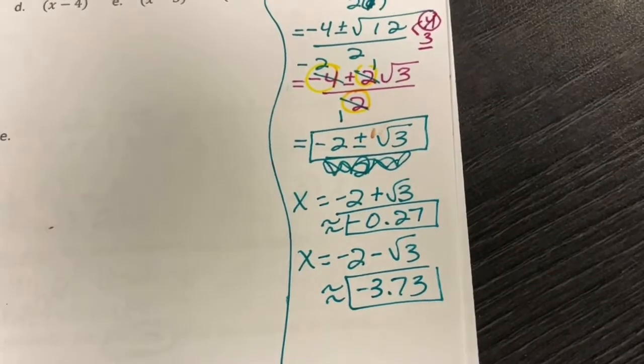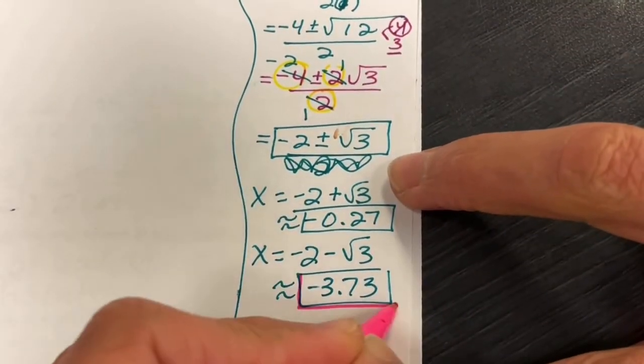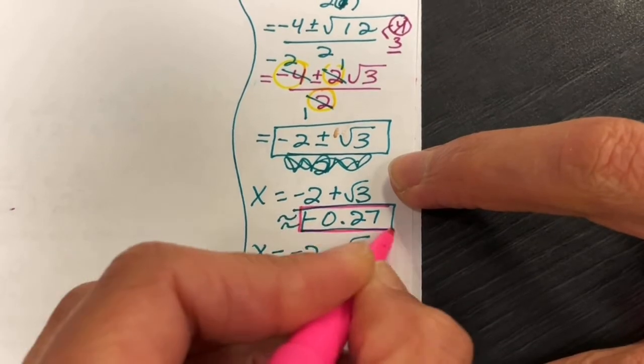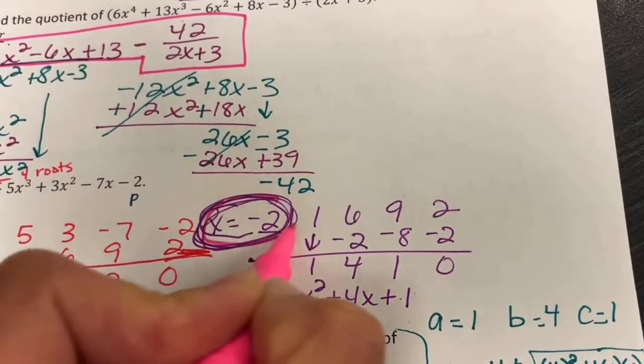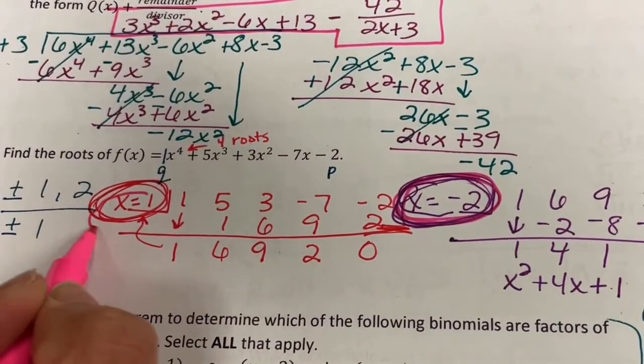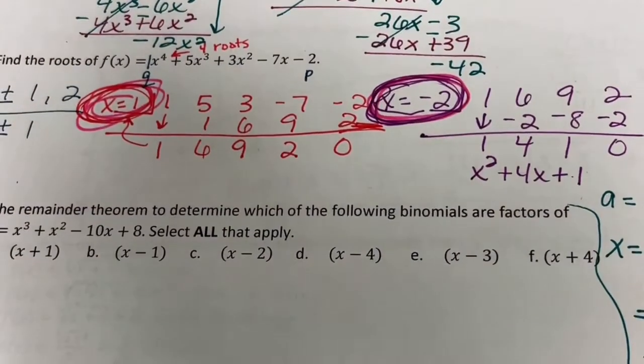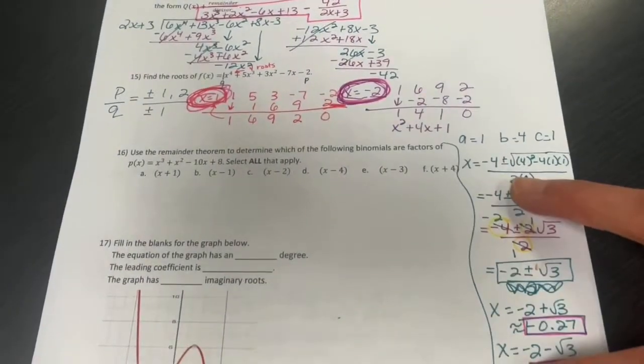Okay. So there's that, and that was number 15. So let me highlight my solutions. I had 4 solutions, my 4 roots. Here's 1, here's 2, here's 3, and here's the 4th one. So those are all 4 roots. Look at all that work.